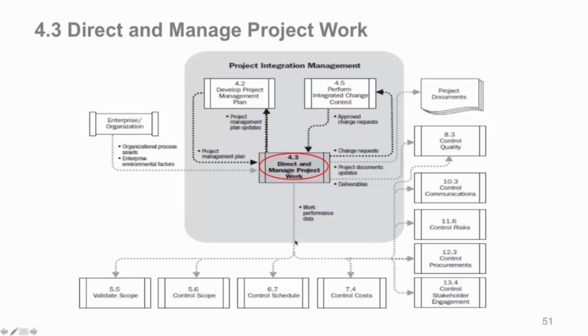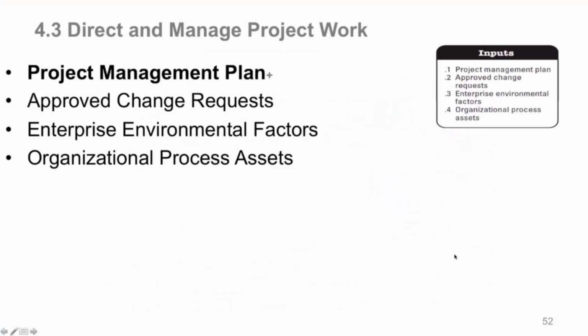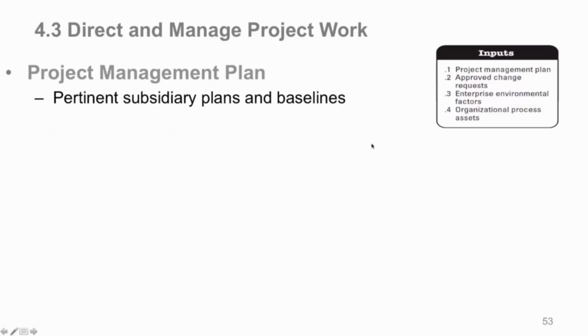So a lot of work performance data is output to various knowledge areas. And when we get into these other processes here, we'll see just how we use that data. So here's our inputs for 4.3. Project management plan, the main input, that's your guiding light. All the subsidiary plans and all the baselines are all part of the project management plan. You need to refer to all that stuff as appropriate to build the proper products.